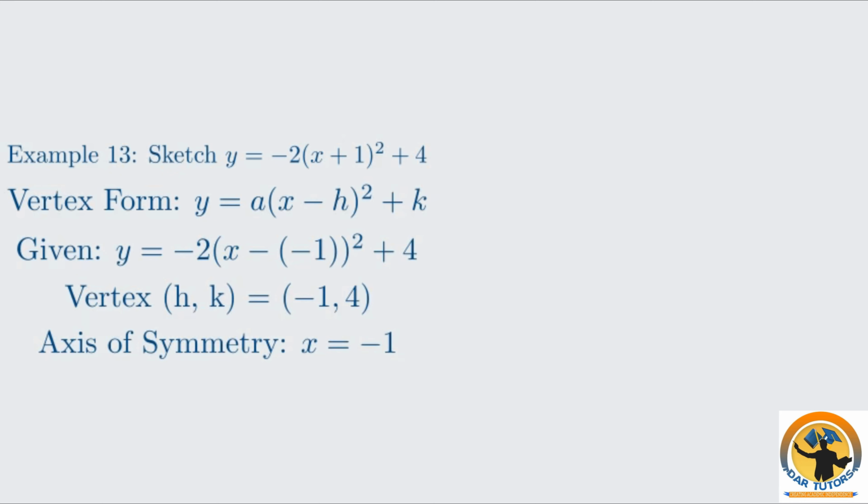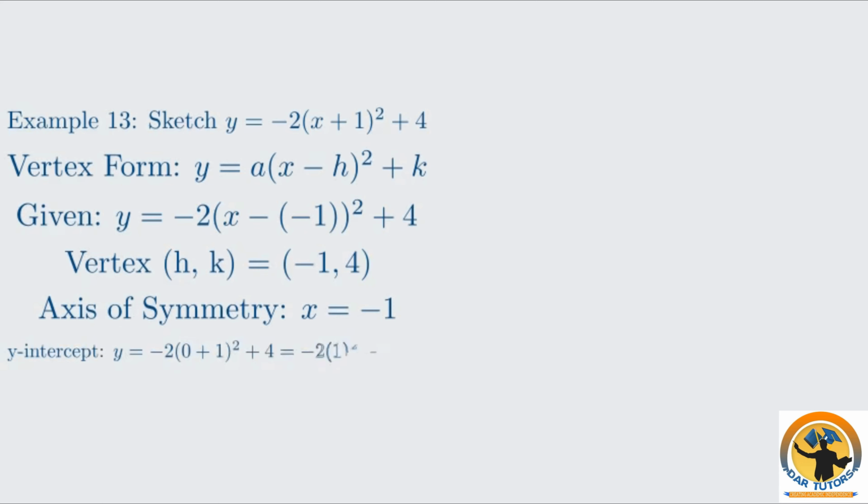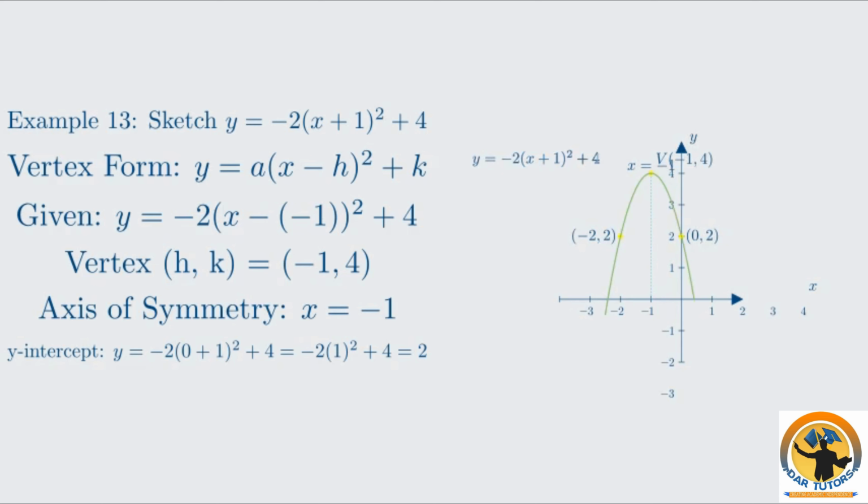Next, let's find the y-intercept by setting x equals 0. y equals -2 times 1 squared plus 4, which is -2 plus 4, or 2. The y-intercept is at (0, 2). Finally, the coefficient a is -2, which is negative, so the parabola opens downwards. We plot the vertex at (-1, 4) and the y-intercept at (0, 2). Since the parabola is symmetrical about x equals -1, there must be another point at (-2, 2). We then draw a smooth, downward opening parabola through these points.